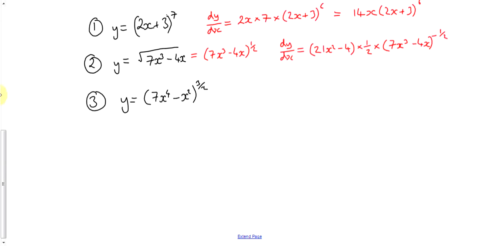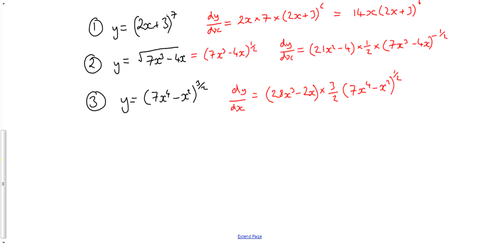And then the last one. So this one here is already in index form, so we can go straight for differentiating it. dy by dx equals, and we differentiate what's inside the brackets, which is going to be 28x to the power of 3 minus 2x. We bring the power down, and then we write the brackets to 1 less. So 3 halves minus 1 is 1 half. And of course you can tidy that up.